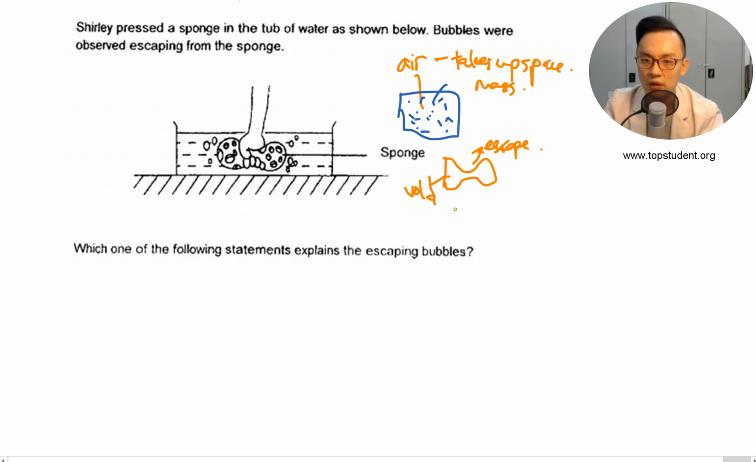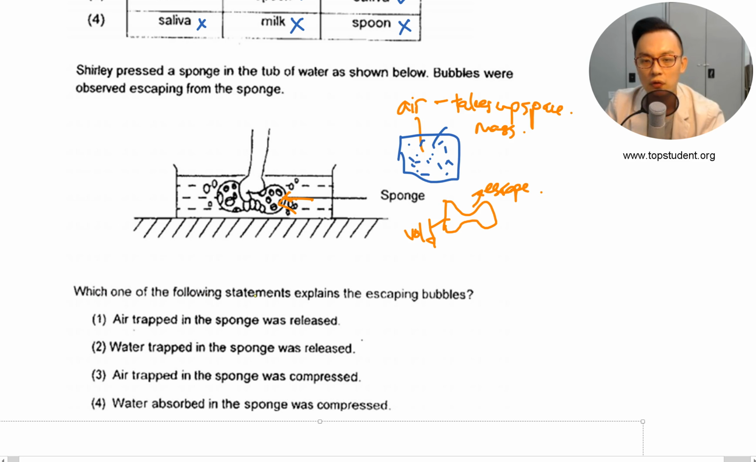So that's your own analysis. You have to understand this. Sponge question, your teachers will love sponge questions, they always come out. So learn how to do this. Which one of the following statements explains the escaping bubbles? Air trapped in the sponge was released. Water trapped in the sponge was released. So air, let's look at water.